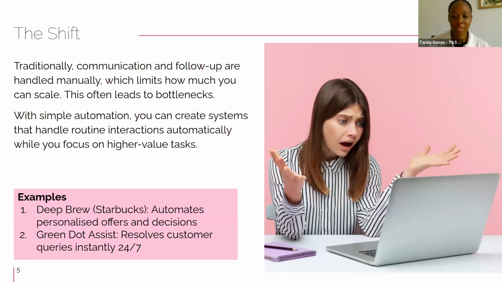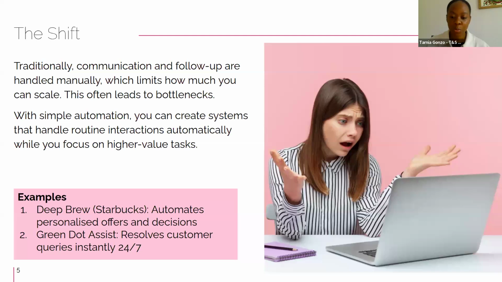So why is this important? Traditionally, communication and follow-up has been handled manually, which really makes it difficult to scale as your business grows. So you go to a big business summit, an exhibit, you have lots of contacts, a big list of people to contact, but you're also physically tired from having that busy day because you're only human, and you can only respond to so many inquiries. So that creates a bottleneck. But with simple automation, you can start to handle the routine interactions for you, so you can actually focus on higher value work.